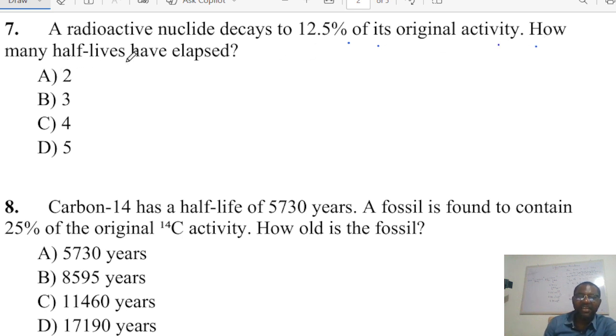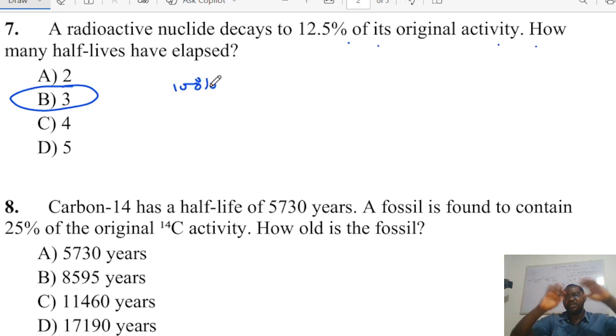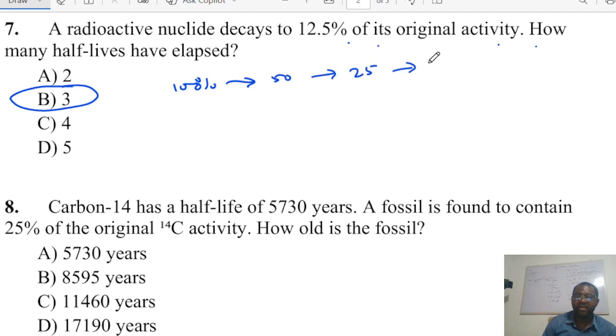Okay, so number 7 says a radioactive nuclide decays to 12.5% of its original activity. How many half-lives have elapsed? We just did that. That is 3 half-lives. You start with 100%, which represents the complete whole. You divide by 2, that will be 50. Divide by 2, 25. Divide by 2, 12.5. 1, 2, 3. 3 half-lives.